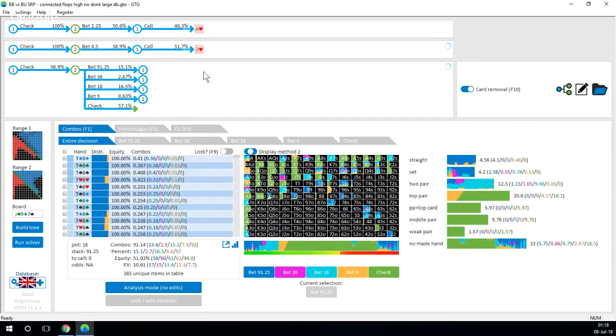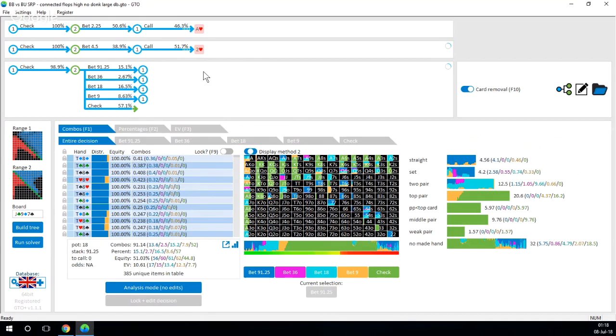But the stronger hands that we introduce into the smaller bet sizing, it seems like they're always just going to reshove. They're always going to re-raise. Yep, exactly right. So those hands are going to be your three bet shoves.